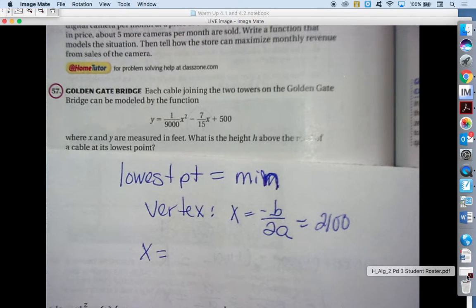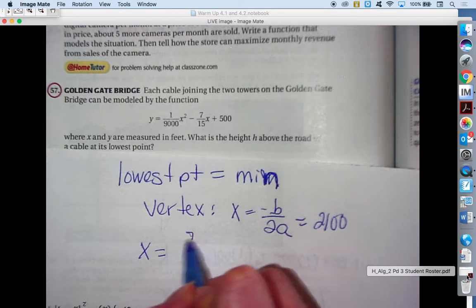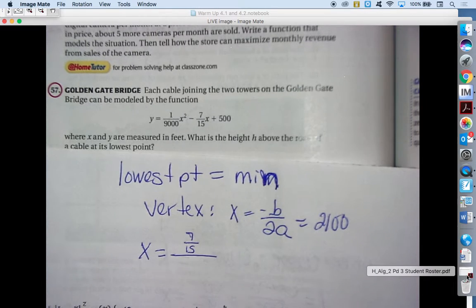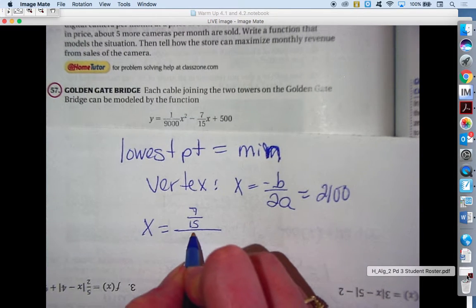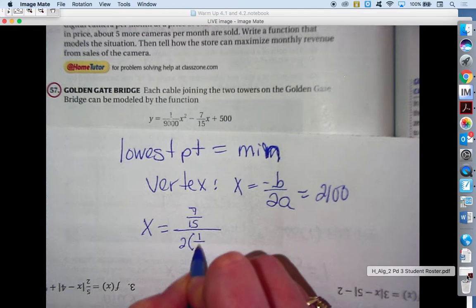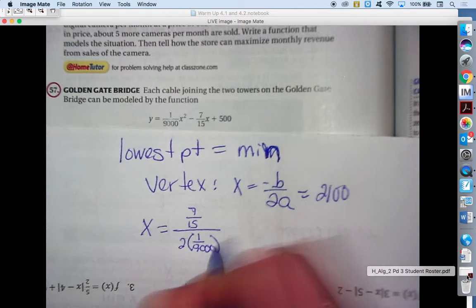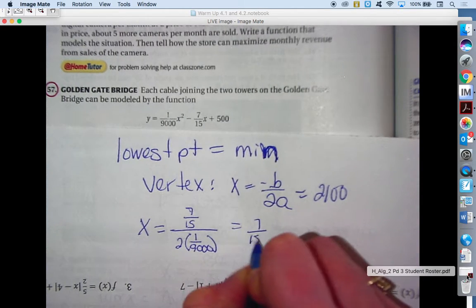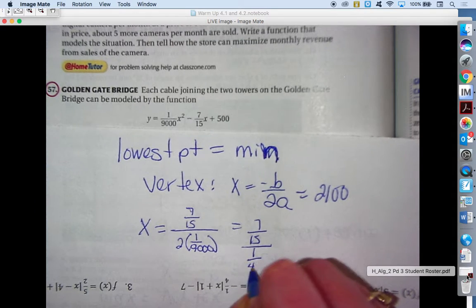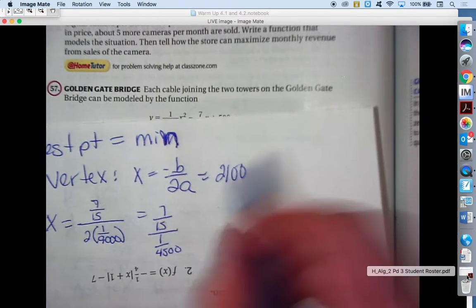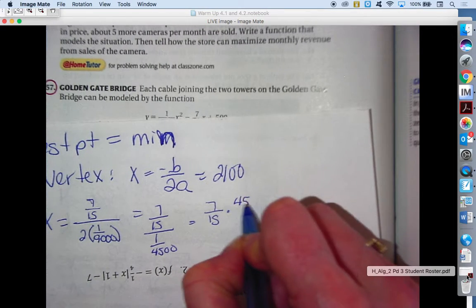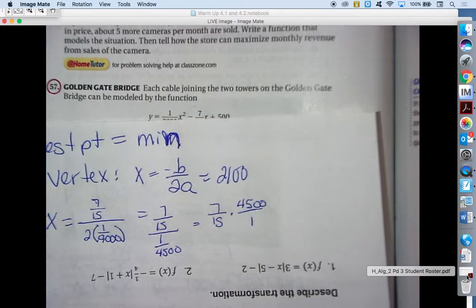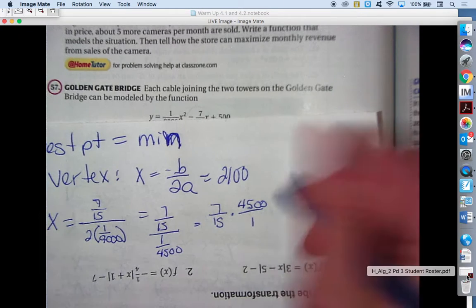Would it be 7/15? So 7/15 divided by 1 over 4,500. So yes, 1 over 9,000, or you said 1 over 4,500. So then you're taking 7/15 and you're multiplying that by 4,500 over 1. And that makes the 2,100.